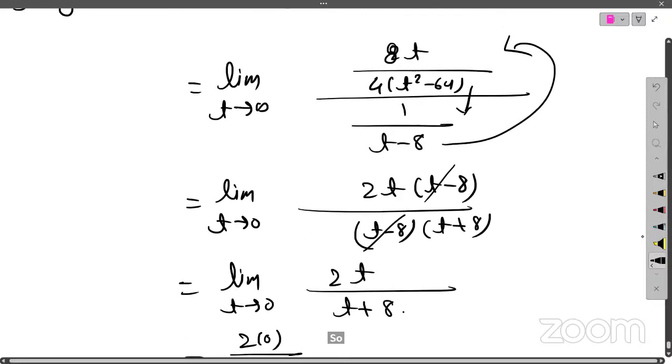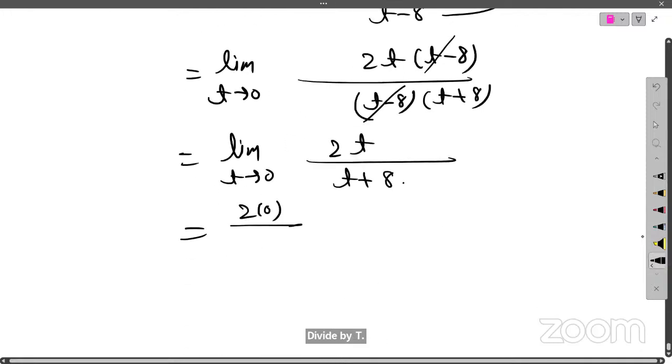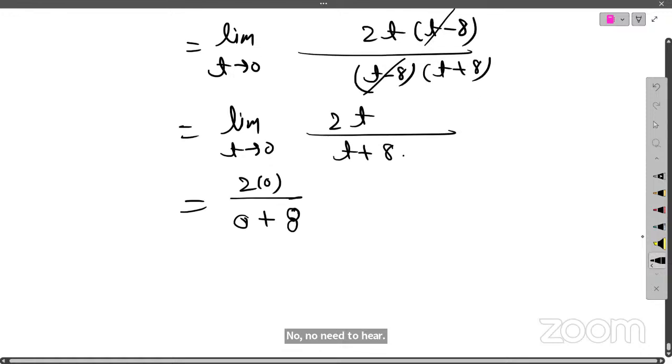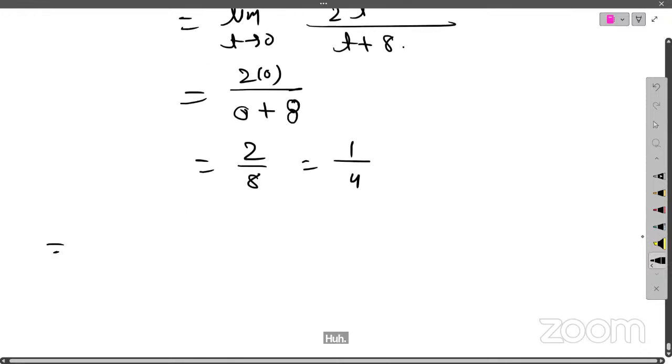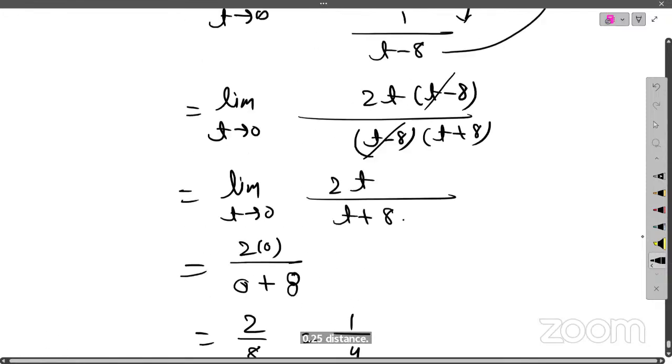Divide by t. No need here. Okay, continue. The limit is 0, madam. So what is the limit actually? That piece is 2 by 8, 1 by 4. Correct? No, 0.25 is that. Madam, t is greater than 8, right?